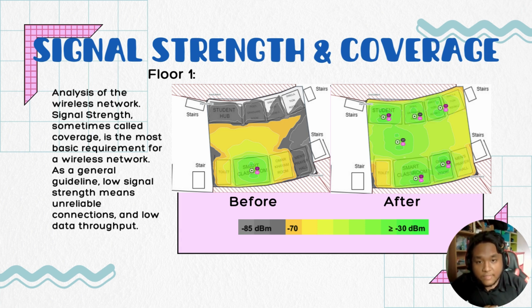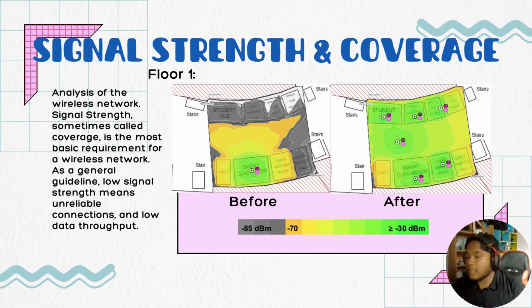So we go to the first feature, which is before any changes. There is one access point only, located in the smart classroom. The signal strength coverage is represented by the shaded areas. The green and yellow shades indicate good signal strength, while the gray areas represent poor or no signal coverage. So we can see that with only one AP, a large portion of the floor, especially the student hub and across the line room, have inadequate coverage.